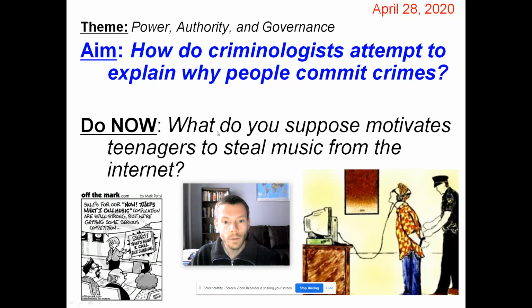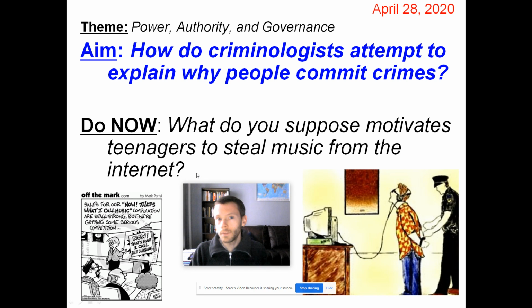For the opening question, if we were in regular class, we would have a discussion on this, just thinking about basic motivations. Why do people engage in certain types of behaviors? What do you suppose motivates a teenager to steal music from the internet? It might be downloading the song illegally from YouTube or using file sharing software. And the question becomes, what is the motivation?